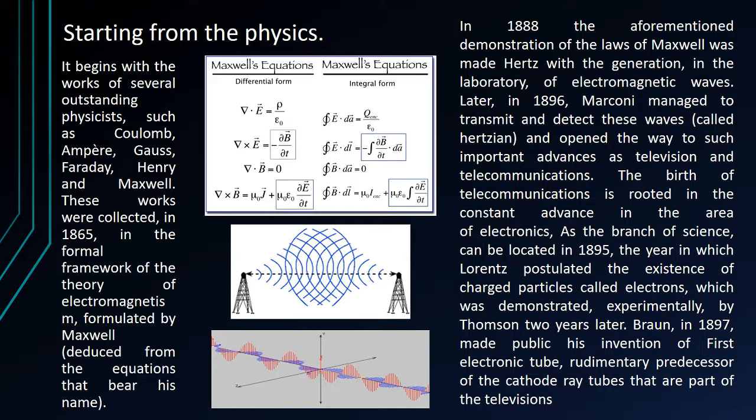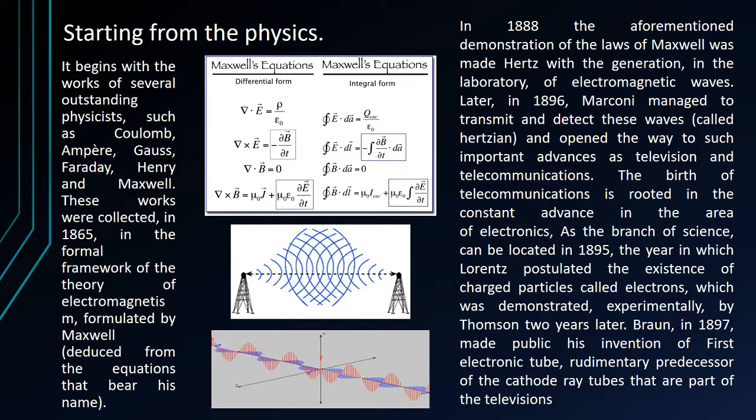Maxwell was able to unify the thoughts of many authors who preached atomic models or models of action at a distance, and that in some way or another were always influenced by religious thoughts, but always with an end to understand the functioning of the universe. Hertz was influenced by Hermann von Helmholtz, who would challenge him to check the equations of Maxwell. Realizing continuous experiments, he was able to radiate electromagnetic waves between two antennas in a room. After this, in 1896, Marconi managed to transmit and detect these waves, called Hertzian, and opened the way to such important advances as television and telecommunication.